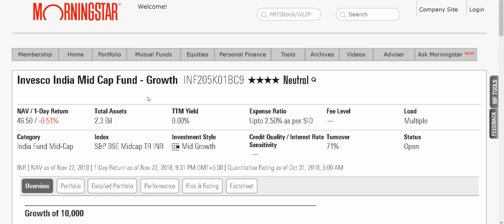So if you look at the fund page of Morningstar, you will see several tabs. I am now in the overview tab. You have a portfolio, a detailed portfolio tab, a performance, and a risk rating tab. And in this fact sheet tab, you can download the basic information in all these tabs as a PDF file. So let's now scroll down the overview page.